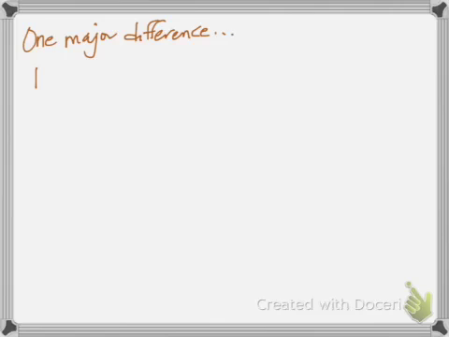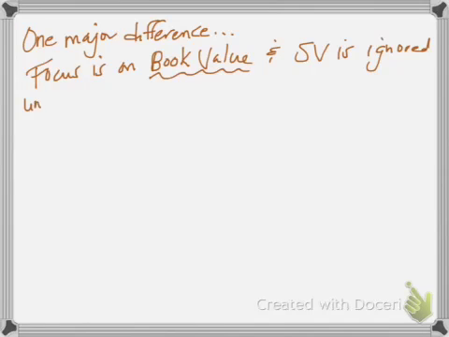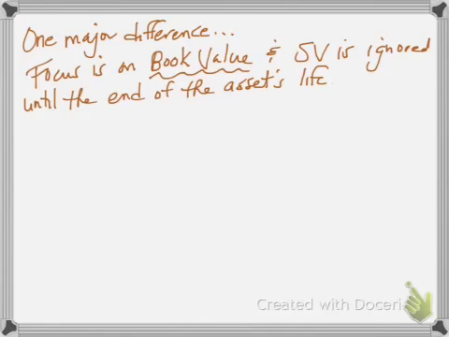So let's take a look at how this would work. Up front, it's important to make one point very, very clear. The focus is on the book value, and salvage value is essentially ignored in the computations until the end of the asset's life. So where all the other methods take cost minus salvage and then do the computation, the declining balance methods do not. So we're going to ignore salvage value.